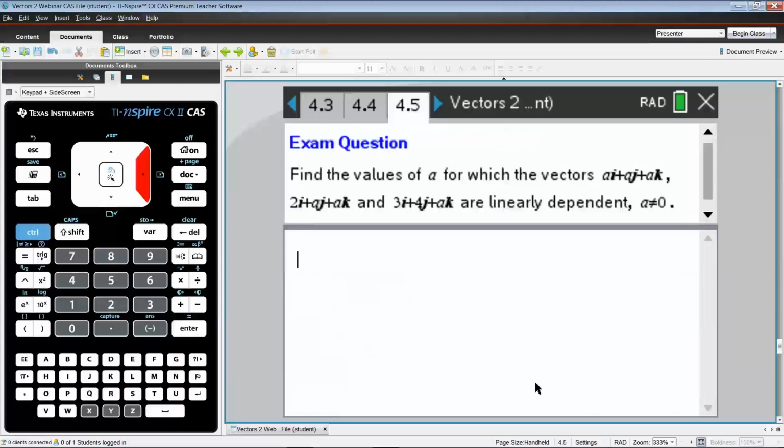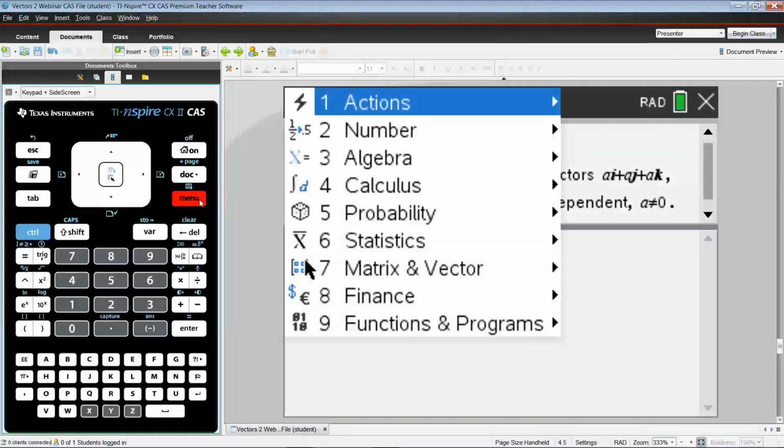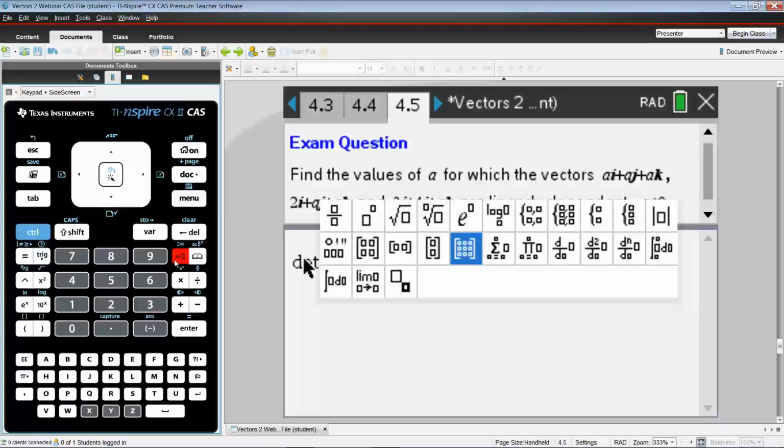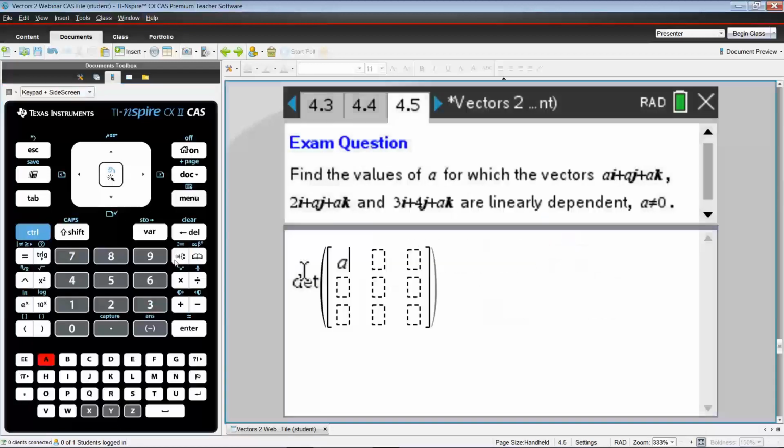Okay, let's move on quickly to an exam question. I've got 3 vectors here: ai plus aj plus ak, 2i plus aj plus ak, and 3i plus 4j plus ak. I want to find the values of a for which these vectors are linearly dependent, where a is not equal to 0. For this one, I'm going to use the determinant method. Menu 7, 3, and a 3 by 3 matrix as I did before.